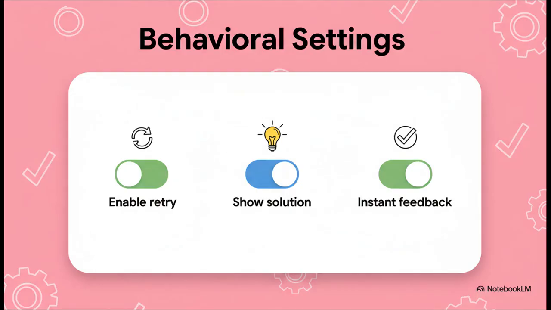If you scroll down to behavioral settings, you'll find these really important toggles. I pretty much always recommend turning on Enable Retry and Show Solution. It just empowers learners to try again and learn from their mistakes. Instant feedback is another great one. If you check that box, they'll get a little check or X the second they drop a word, which is perfect for practice.